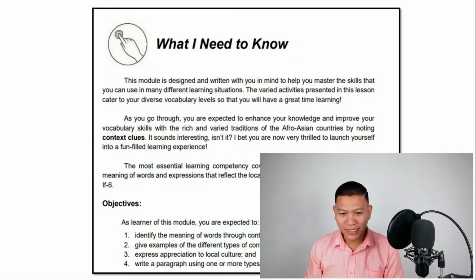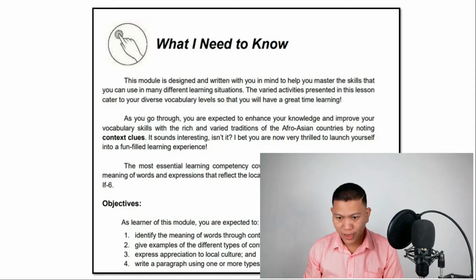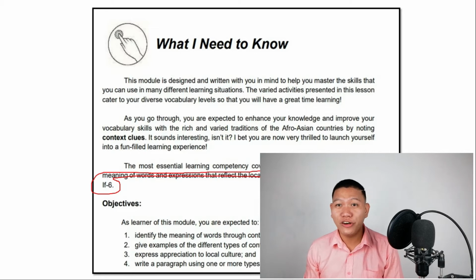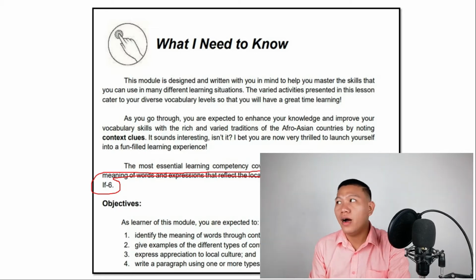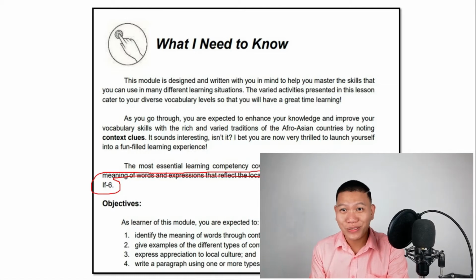All right, let us now start our lesson. For English 8, Quarter 1, Module 1, the title will be Noting Context Clues. For today's lesson, the most essential learning competency covered here is to determine the meaning of words and expressions that reflect the local culture by noting context clues. So this will be our most essential learning competency. Meaning to say, our lesson for today will revolve around context clues.